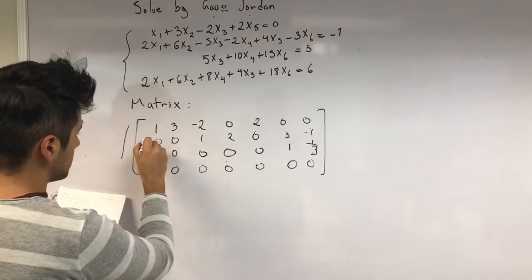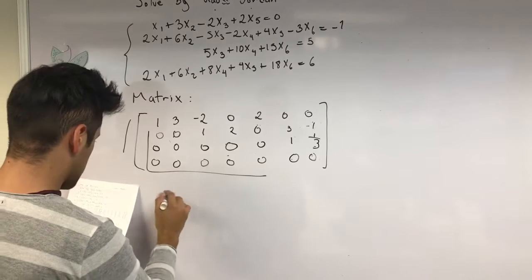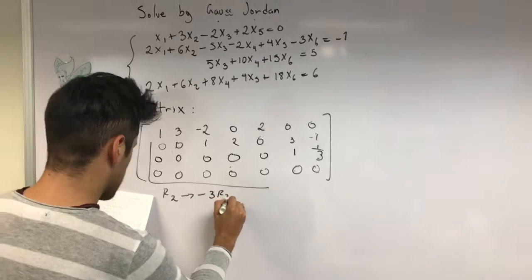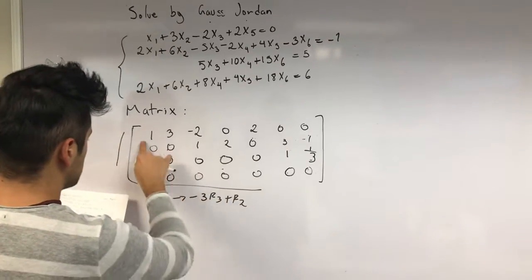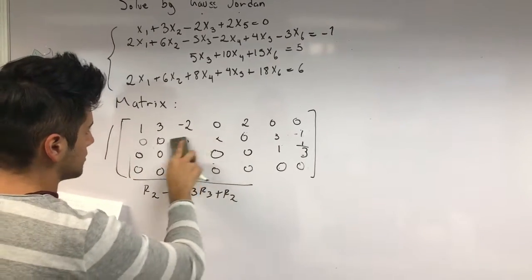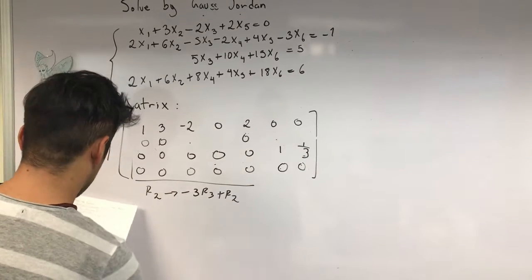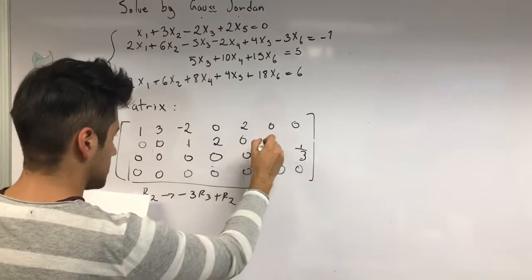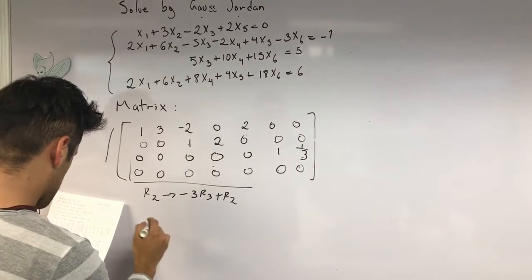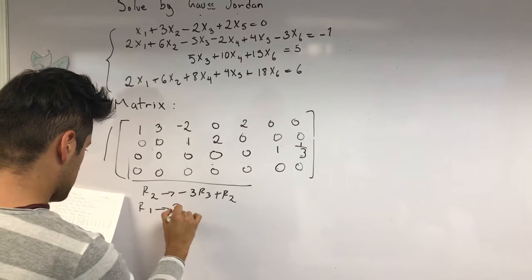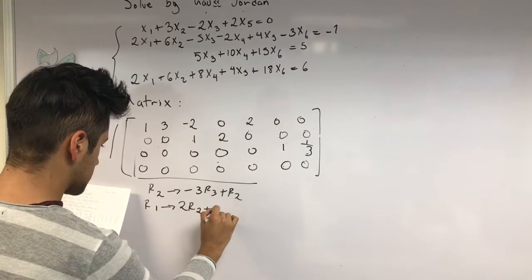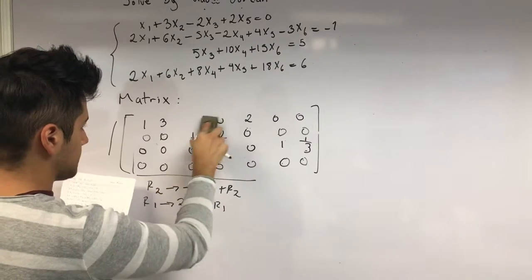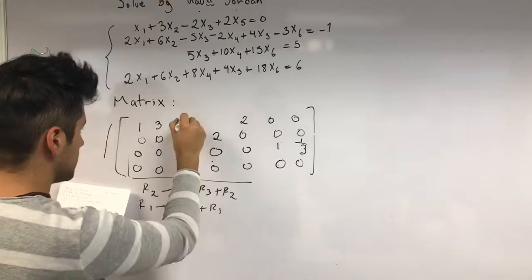Okay, so here we have a row echelon form, but we're still missing some parts. We'll do row 2 minus 3 row 3 plus row 2. We have 1, 2, and 0, 0. Next we'll do row 1, 2 times row 2 plus row 1. Here we have a 0 and here a 4.